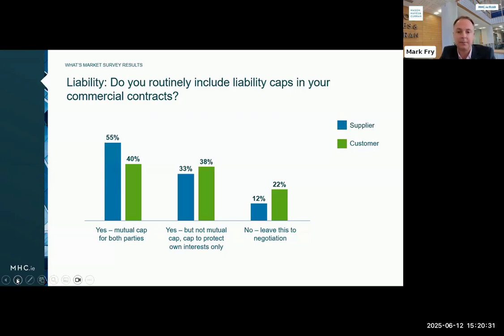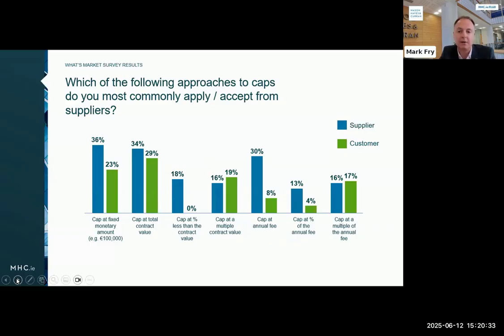Next slide, please. So what are the types of liability caps and how are they generally structured? What is the approach that suppliers and customers most commonly take to liability caps? Firstly, dealing with suppliers, you can see that for the most frequent approach, a significant number, 36%, have indicated that they look to cap liability at a fixed monetary amount.